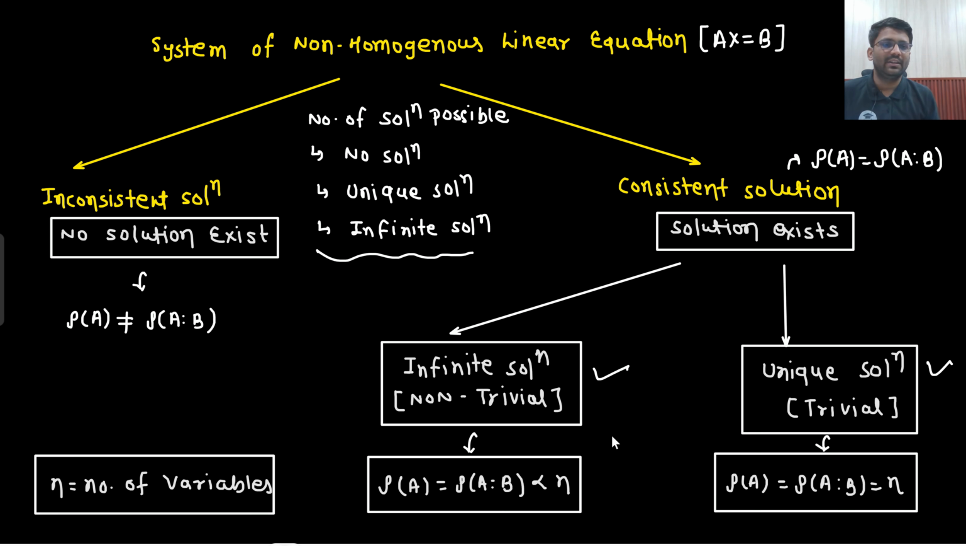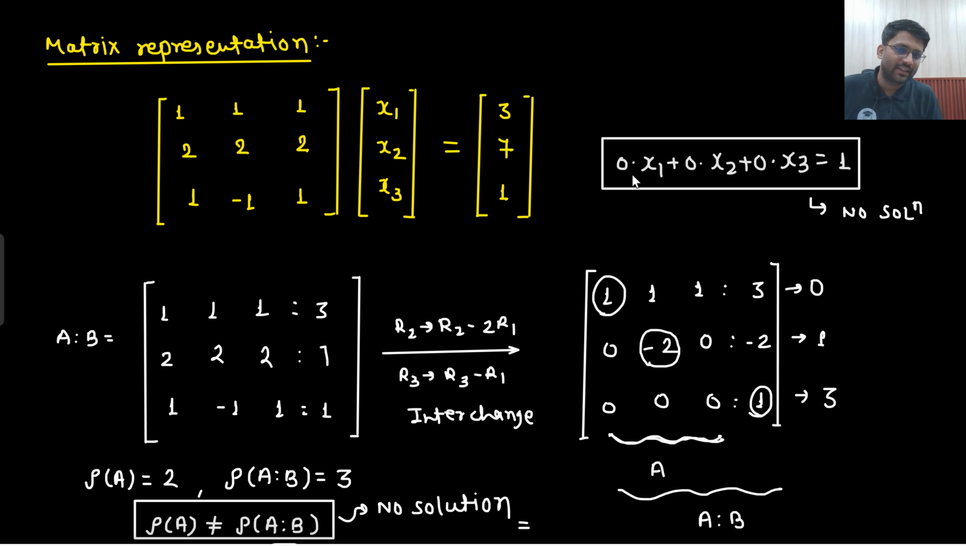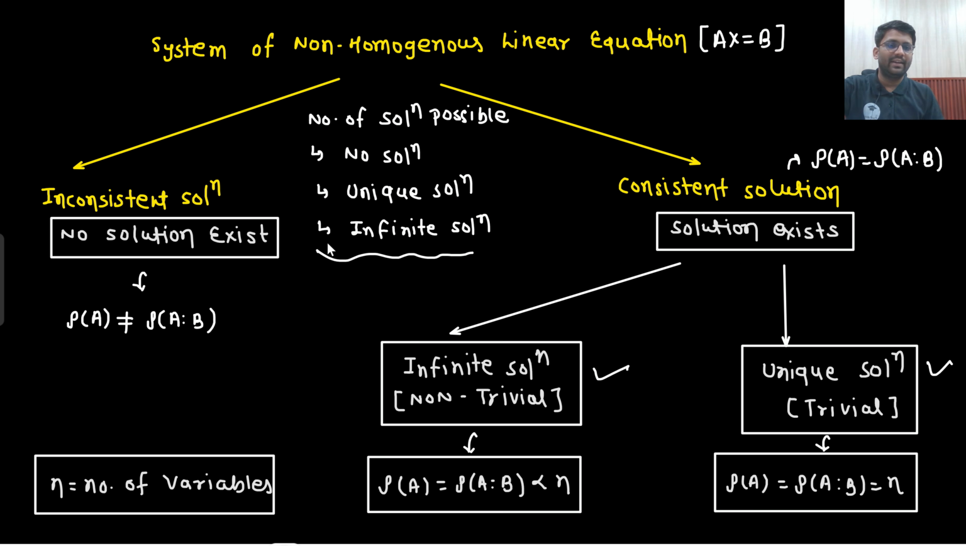And here, what will be the condition? If both of the ranks are not matching, what kind of condition will we get? We will get 0 into x1 plus 0 into x2 plus 0 into x3 equals 1, which is not possible. It is coming out to be a non-zero value. It is never possible. That means there will be no solution. So the proper reasoning is clear, this table is also clear, and it will be stuck in your mind.